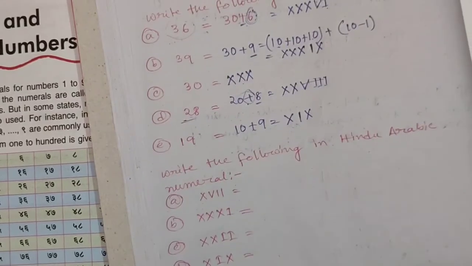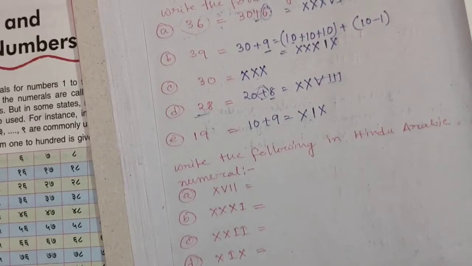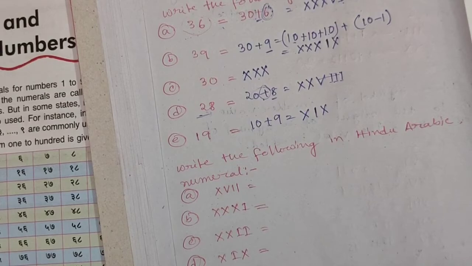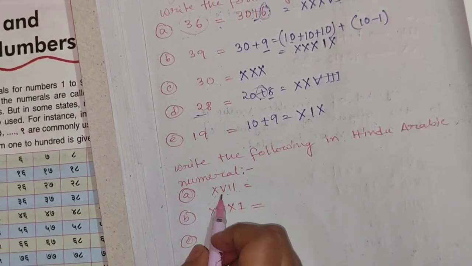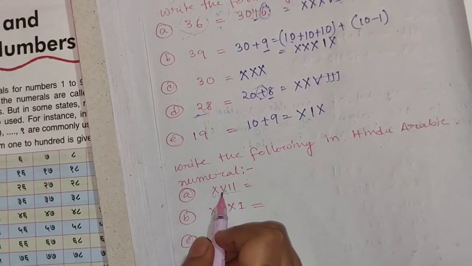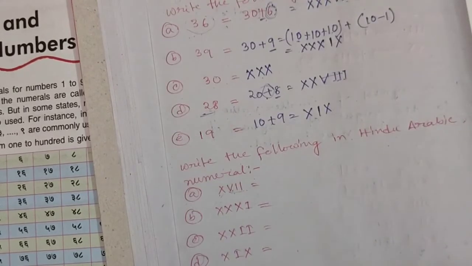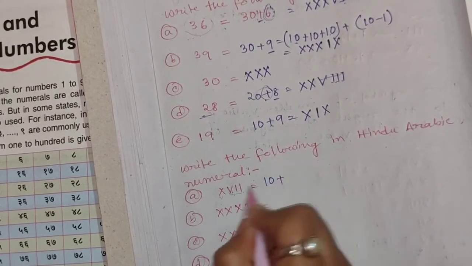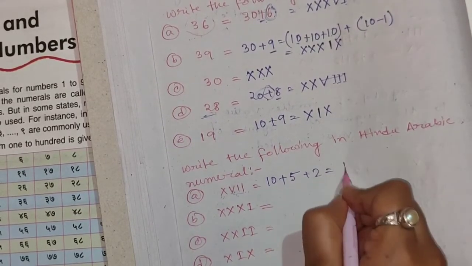Next, write the following in Hindu-Arabic numerals. তাহলে এগুলোকে হিন্দু অ্যারাবিক নিউমারাল, দ্যাট মিনস নাম্বার ইন্ডিয়ান সিস্টেমে লিখতে হবে। সো ফার্স্ট ওয়ান XVII। তাহলে এখানে আমরা দেখতে পাচ্ছি যে স্মলার ভ্যালুটা গ্রেটার ভ্যালুর রাইট সাইডে আছে। সো উই নিড টু অ্যাড দ্য ভ্যালু অফ দিস বেসিক রোমান নিউমারাল। আমাদের এই বেসিক রোমান নিউমারালগুলোকে অ্যাড করে লিখতে হবে। সো X ইজ ফর 10, V ইজ ফর 5, I is for 2. So 10 plus 5 plus 2 is 17.